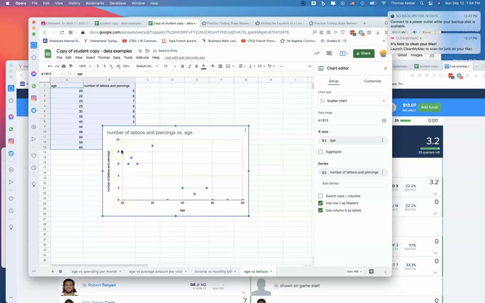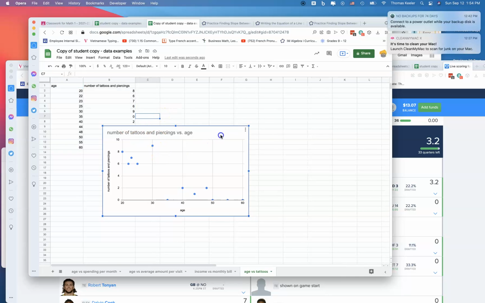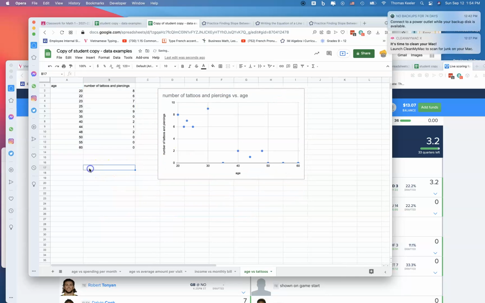And we do indeed see that in general, as people get older, they have fewer piercings and tattoos. So what would we call that? So you're going to call that a negative correlation. So there's a negative correlation, and it's a fairly strong one, strong negative. Okay, so as I get older, as I have more years, I have fewer tattoos and piercings. Okay, and so at least among the customers at my cafe.